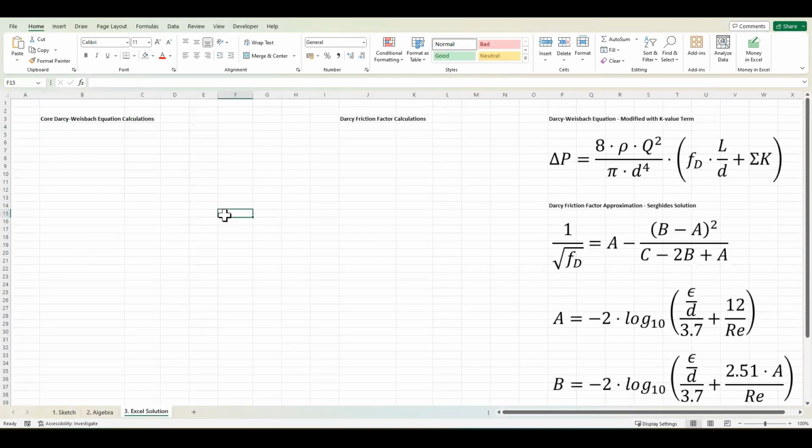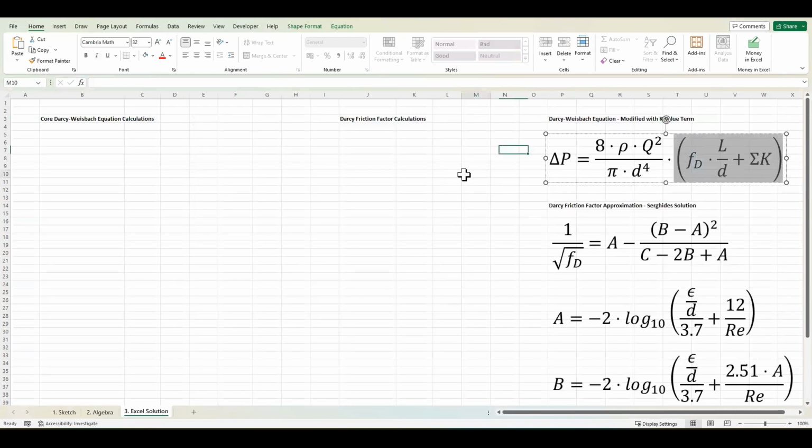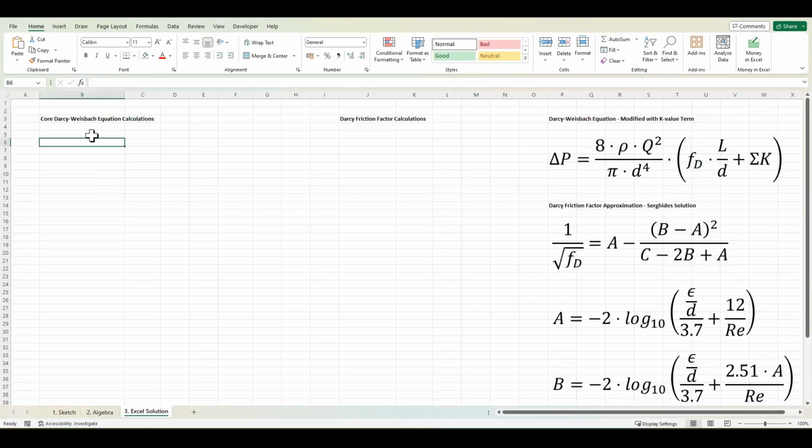So in terms of how we're going to set this up, what I've done is I've put some equations here for the Serghides solution for the friction factor, and then I also put the pressure equation for the Darcy-Weisbach equation here, modified as we went through in the algebra section. So what I'm going to do is I'm just going to talk you through how you build a spreadsheet to actually solve a problem like this one here.